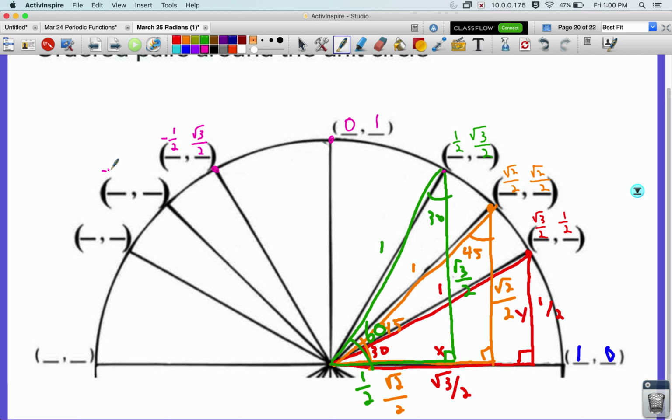This becomes negative square root of 2 over 2 comma square root of 2 over 2. Negative square root of 3 over 2 comma 1/2. And then over here on the unit circle, that's 1. So if I go 1 over, it's going to be -1 comma 0. All right.